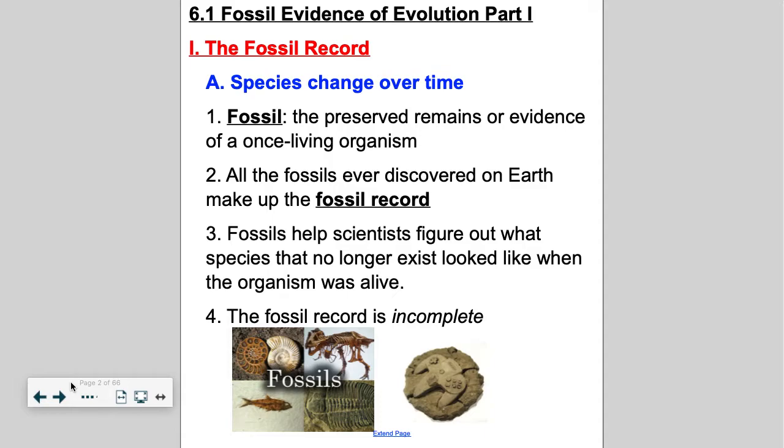Trace fossils. So all the fossils that have ever been discovered on Earth are called the fossil record. And the thing we want to draw your attention to is number 4. The fossil record is incomplete. It will never, ever be complete. Why do you think that is?